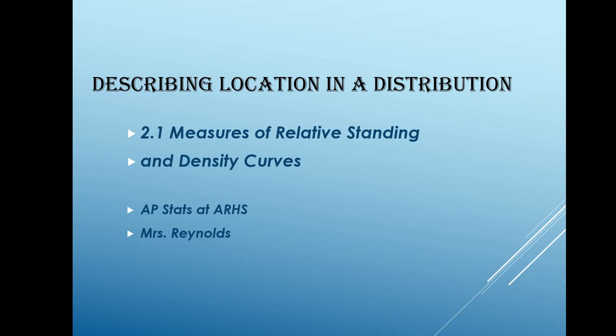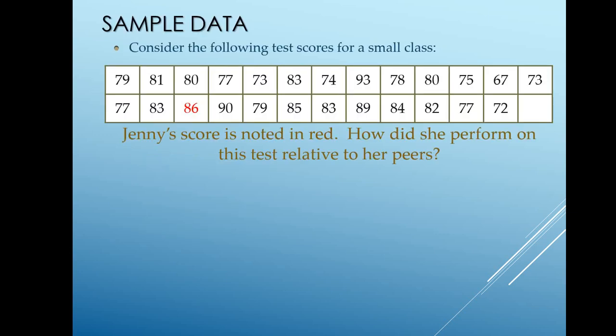Hello, today we're going to talk about density curves and relative standing within a data set. Let's start off with an example. We have these data points from a test. Let's pretend it's a statistics test. Jenny's score is that bright red one, the 86. We want to see how she performed relative to her peers.